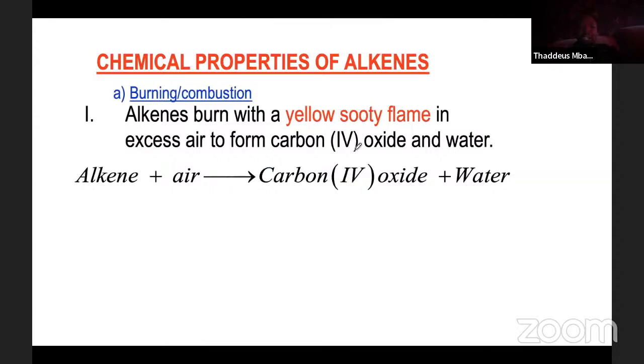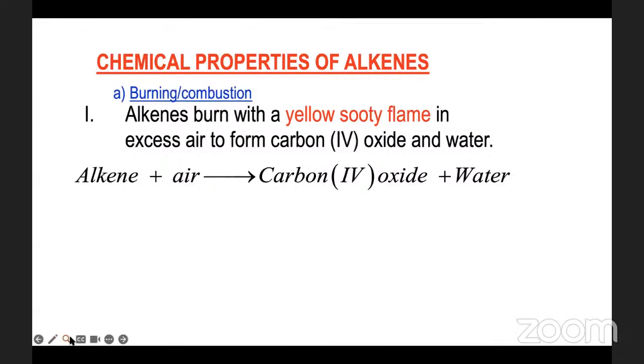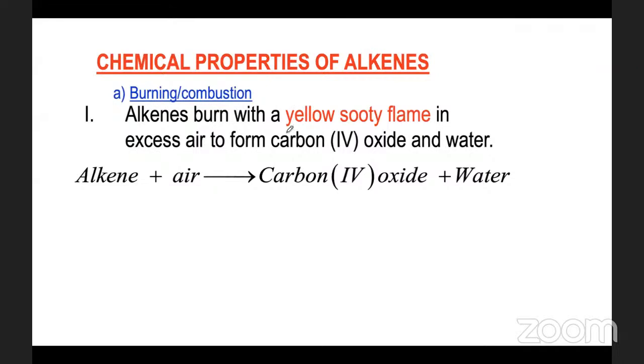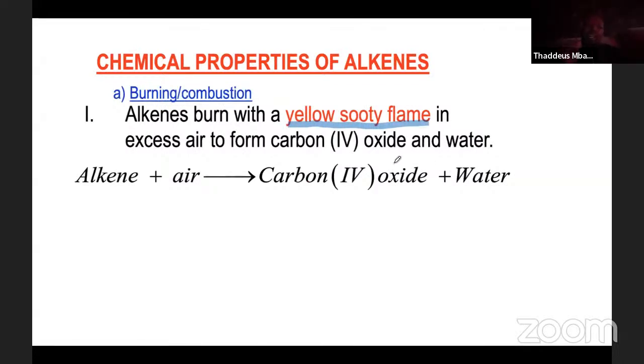there is excess air. What if we burn it in a limited supply of air? You're going to get carbon. So first of all, remember, alkenes will burn with a yellow sooty flame. When you see a yellow sooty flame, know that it is unsaturated. Something like ethene, that's why you can be told to differentiate between ethane and ethene. So that is what you will be asked.